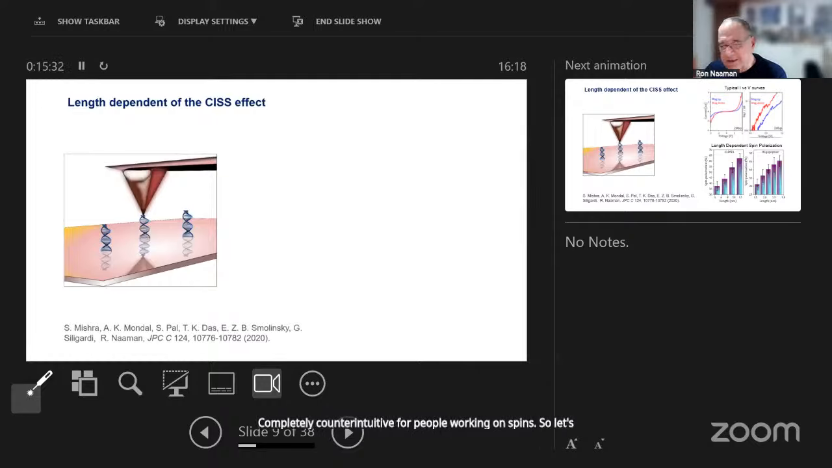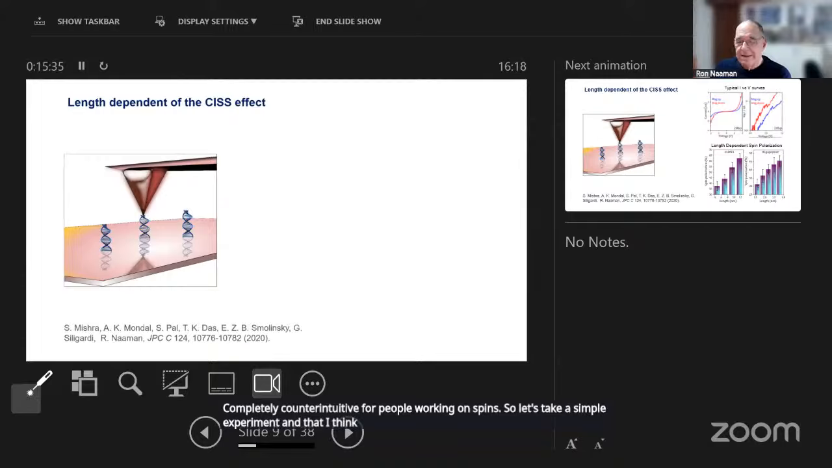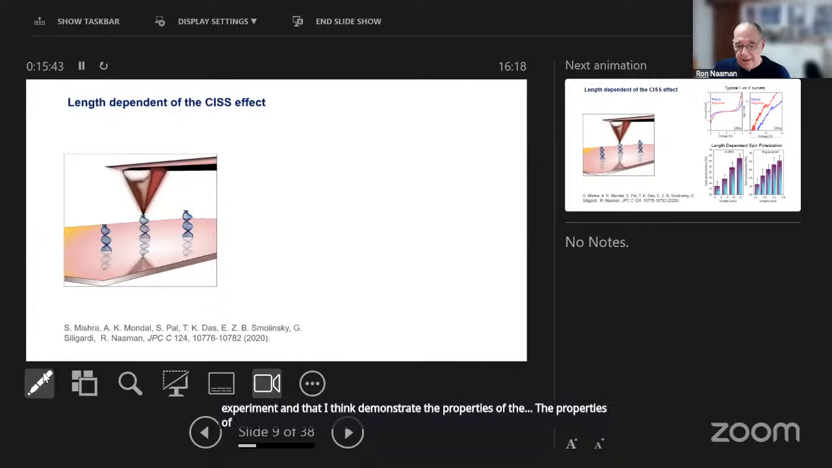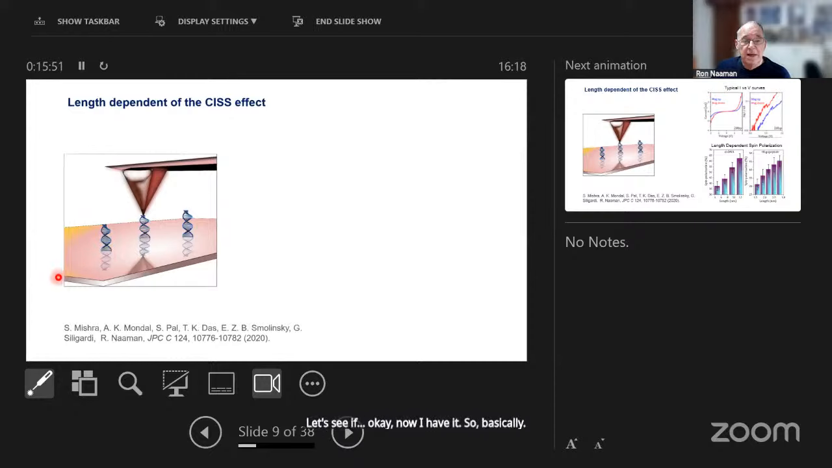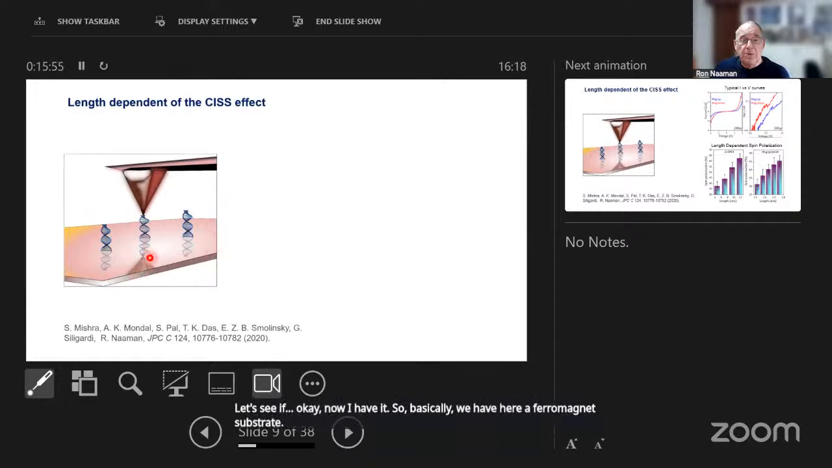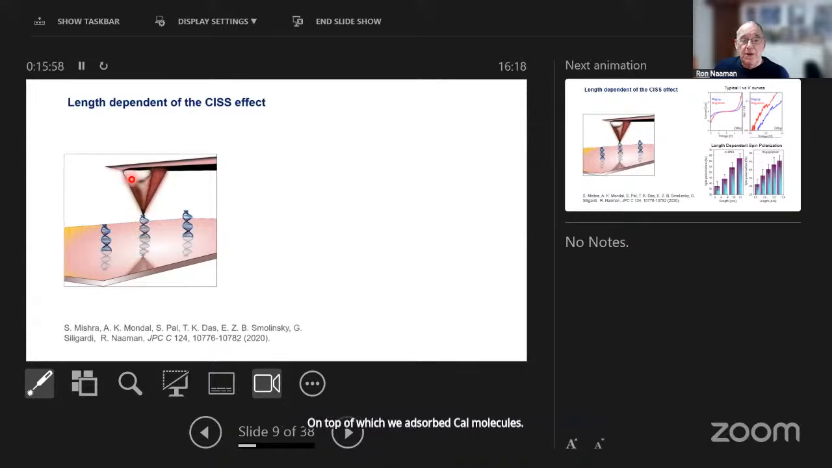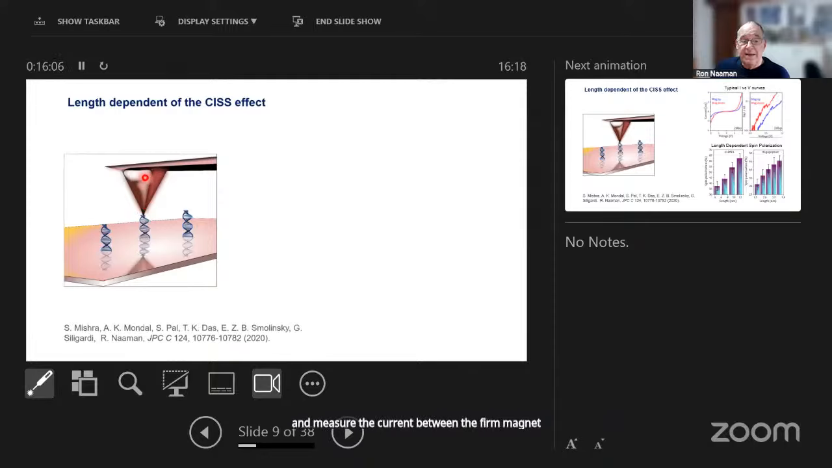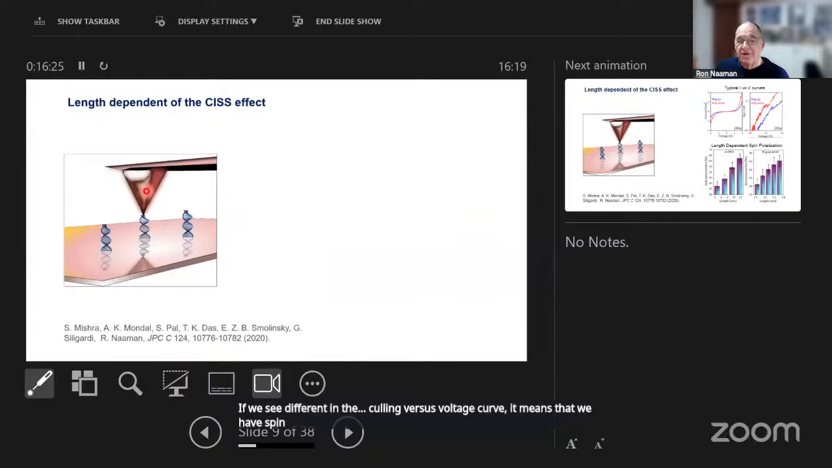So let's take a simple experiment that I think demonstrates the properties of the CISS. So basically we have here a ferromagnet substrate on top of which we adsorbed chiral molecules. We come with a conducting tip of an AFM and measure the current between the ferromagnet and the tip when the ferromagnet is magnetized with the North Pole pointing up or the North Pole pointing down. If we see a difference in the current versus voltage curve, it means that we have spin selective transmission.